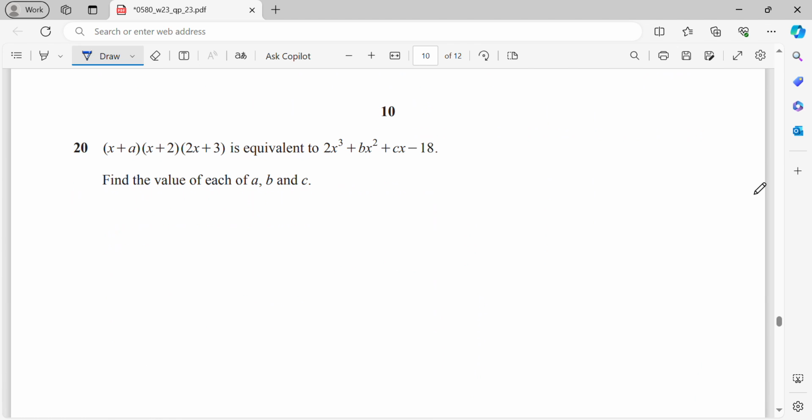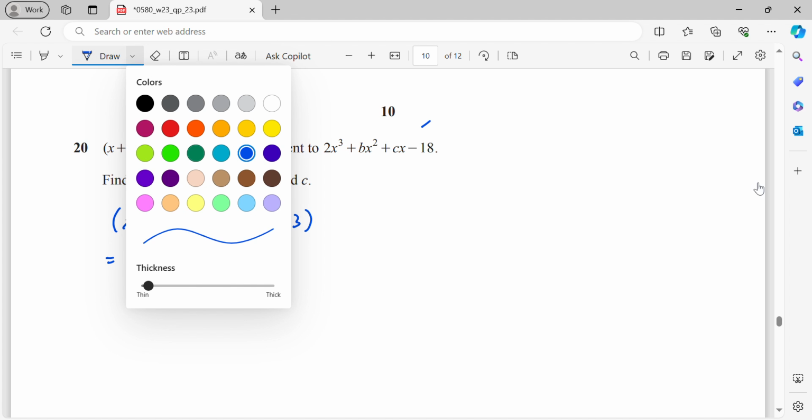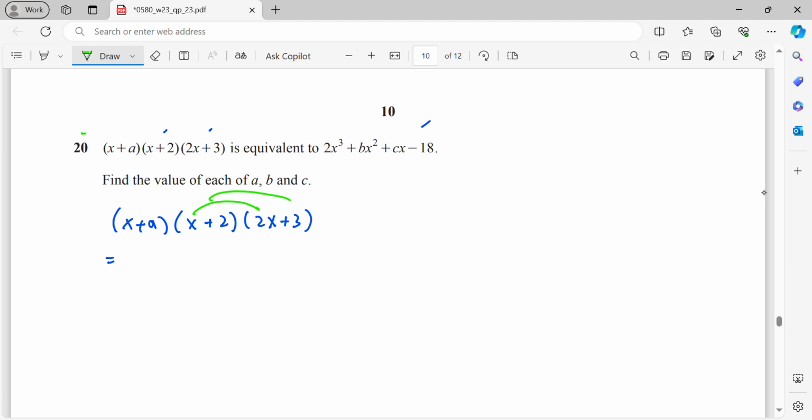Okay, let's move on to question number 20. x plus a times x plus 2 times 2x plus 3 is equivalent to these four terms. Find the value of each of a, b, and c. So now here I need to do expansion to get the cubic function. I will expand the last two first.